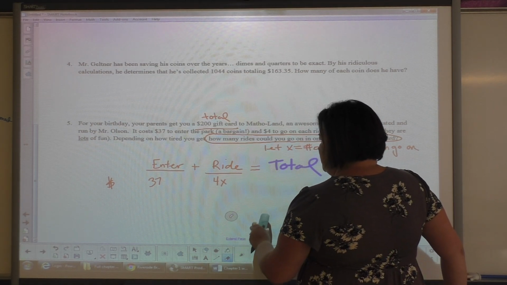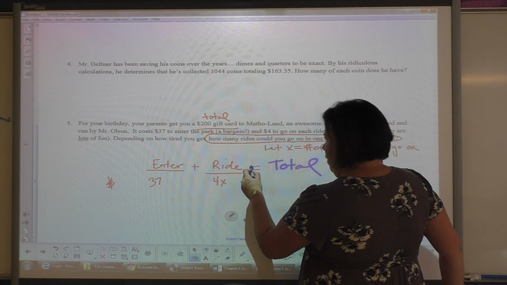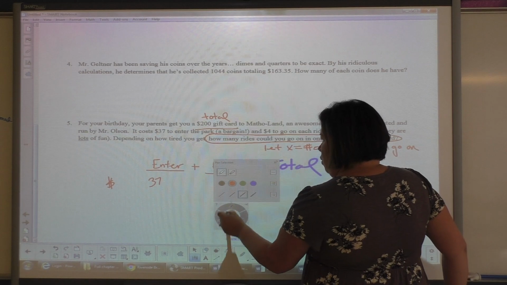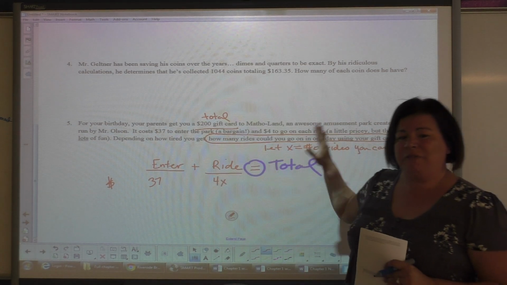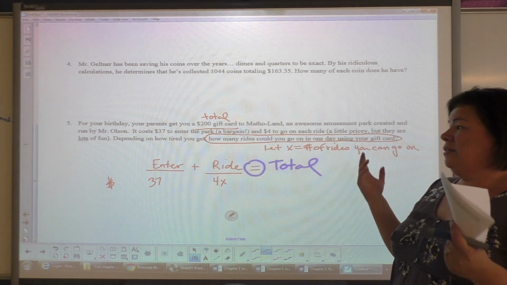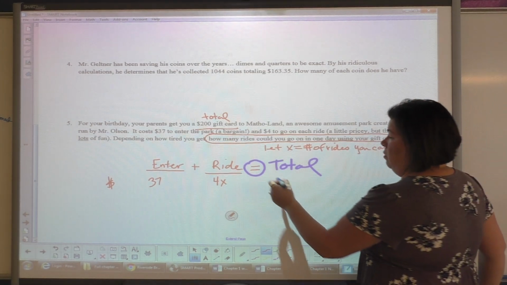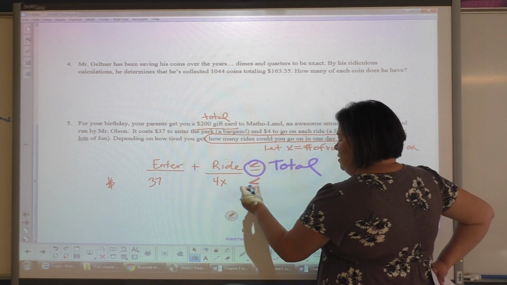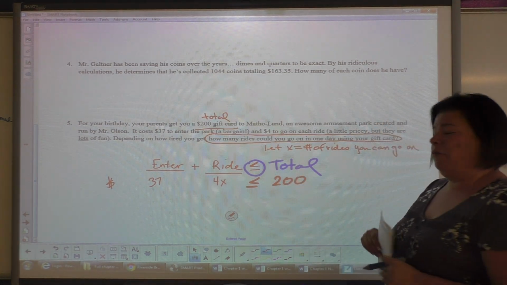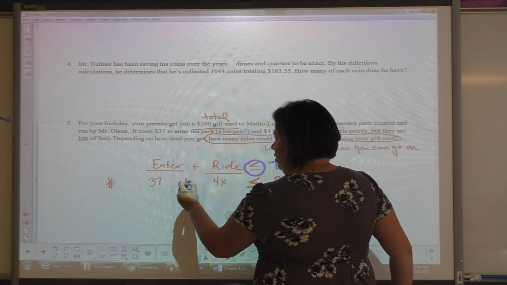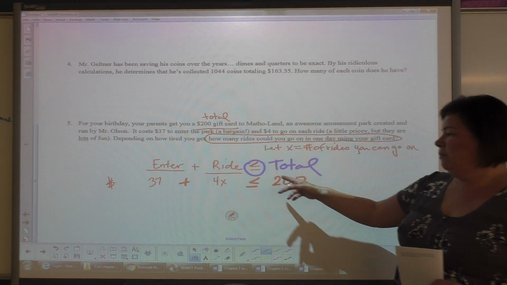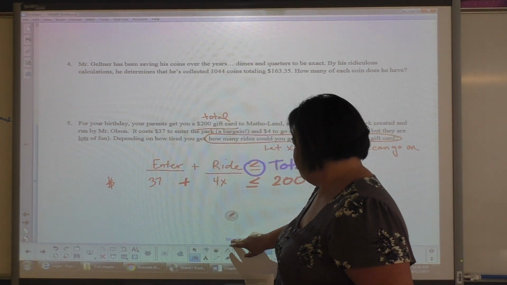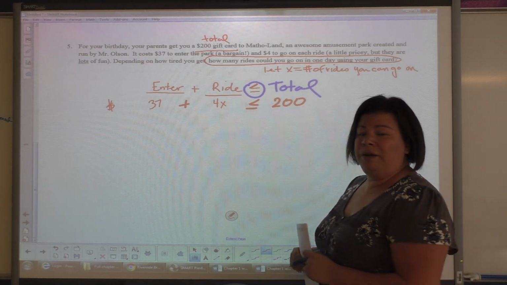All right, this time we want to be careful because we have $200, but we don't have to spend all $200. We can't spend more than $200 though. So we're going to have less than or equal to here, so we want to be careful of our symbol. The entrance fee plus our ride fee has to be less than or equal to $200, which is the total amount we have on our gift card. All right, so then all we're going to do from here is solve.